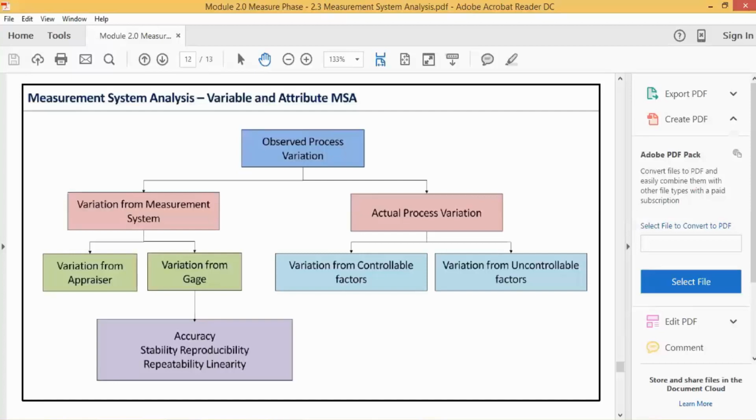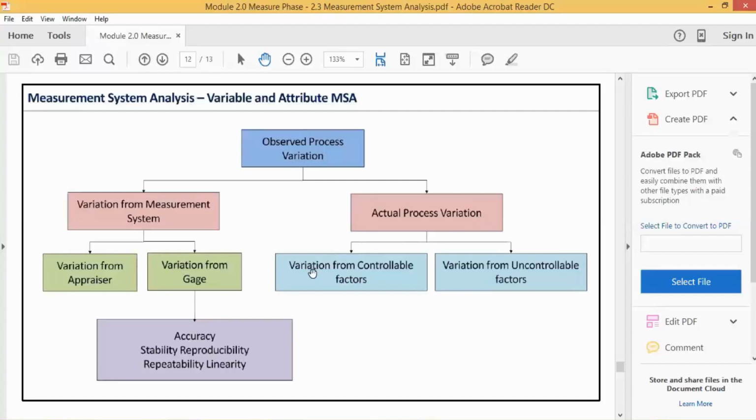If the measuring system is not up to the mark, there will be variation in it. Variation from appraiser: the appraiser is an operator in the factory who is measuring the rod or the piston. He can also make mistakes, and that mistake should be entered in Minitab. Variation from gauge is the measuring system. So variation from the measurement system can be from variation from appraiser and variation from gauge.